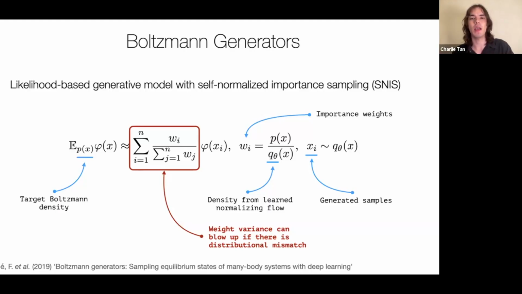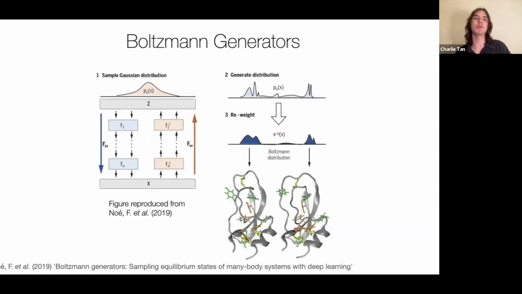Okay, and to give some visual intuition for the Boltzmann generator, there's this nice figure from the original paper by Frank Noé et al. You sample a Gaussian distribution in frame 1, and then in frame 2, you've mapped this to your proposal distribution using, in this case, normalizing flows. You then evaluate the likelihoods, Q theta of x for each sample, and this enables you to reweight and do multinomial resampling, SNIS. And this gives you consistent, or asymptotically unbiased, samples from the target Boltzmann distribution.